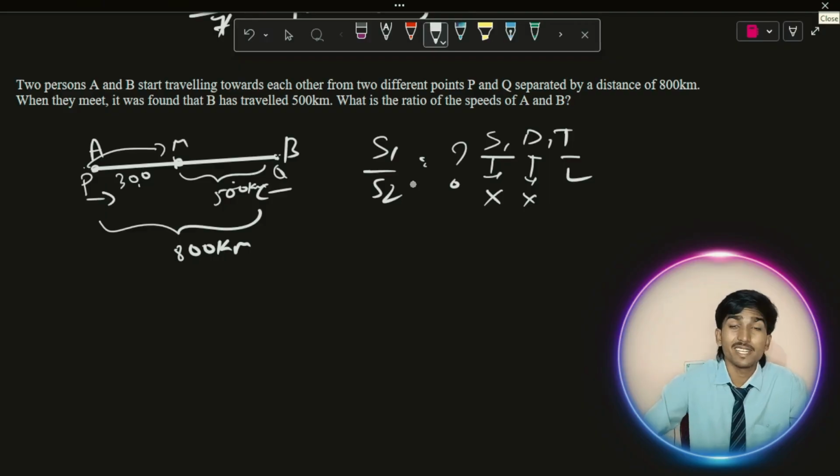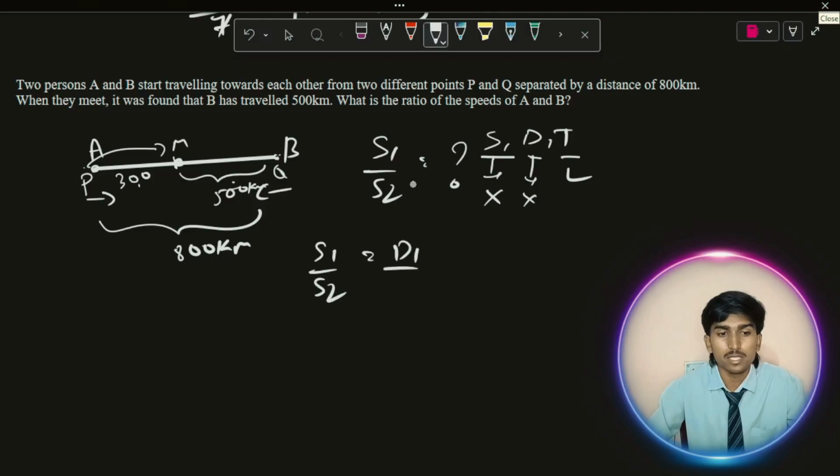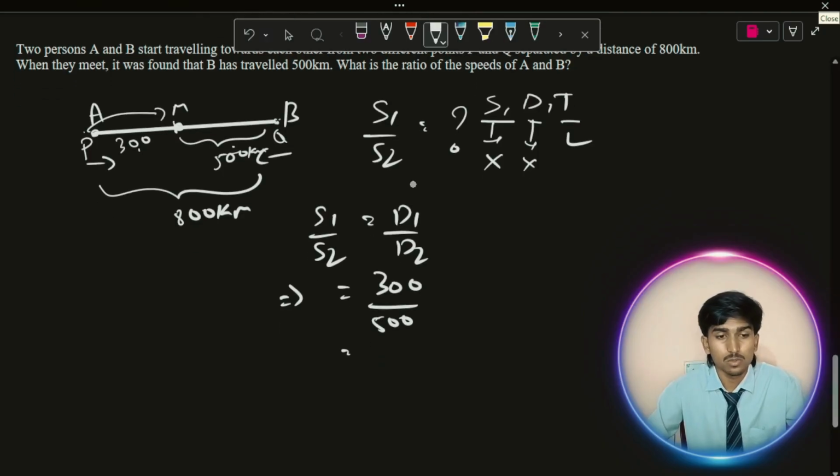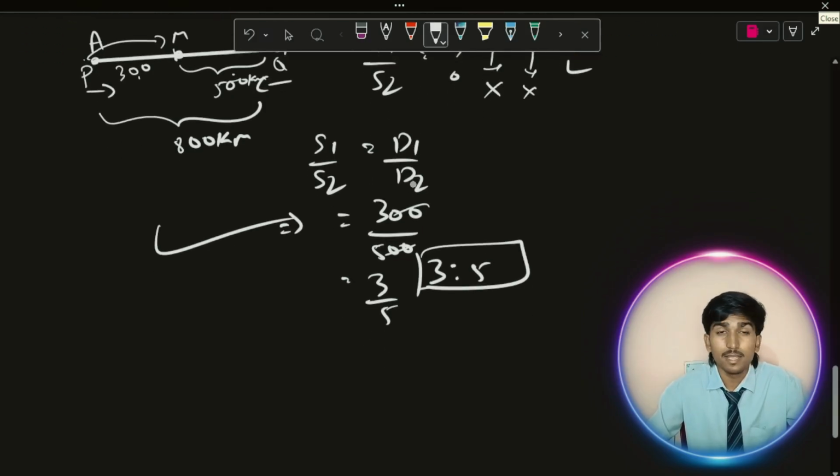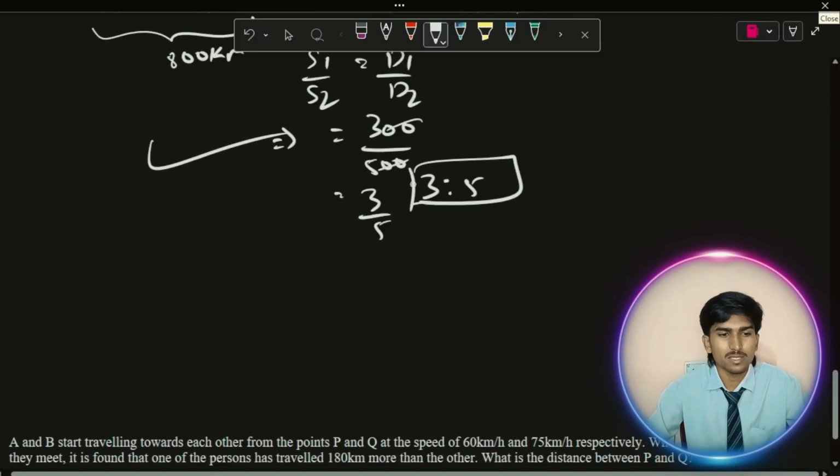So time is constant. When time is constant, I told you so many times, speed 1 by speed 2 is equal to distance 1 by distance 2. That is the formula. How can we find speed 1 by speed 2? We need to find distance 1, that is A's 300, and D2 is B's 500 kilometers traveled. So zeros cancel, 3 by 5. 3 is to 5 is the answer. Asking the ratio. Very, very simple. You just want to apply the concepts.